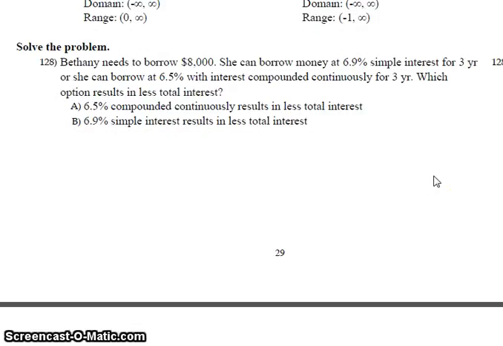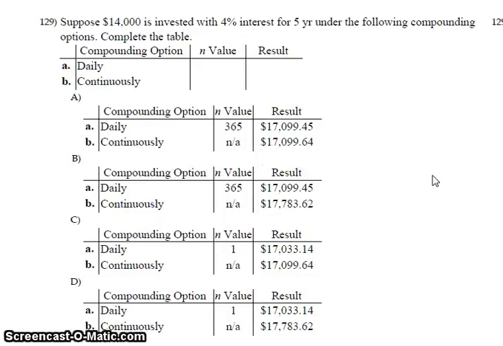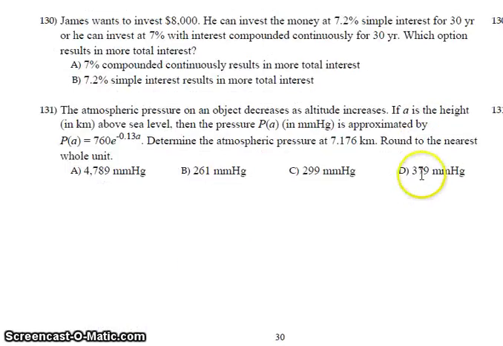Here's another one of these questions with simple interest. Again, please ask me about that. I'd be happy to do that. This one everybody should be able to do. Compound interest. You need to know the formula, so be mindful of that as well.